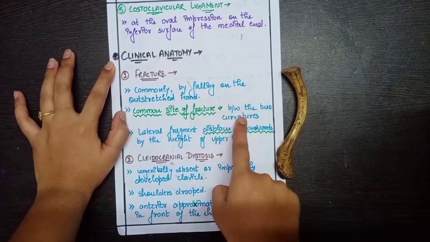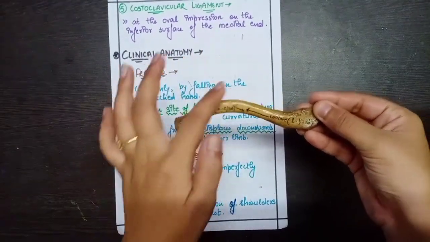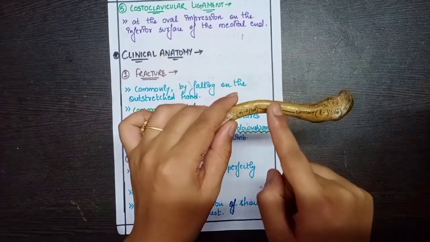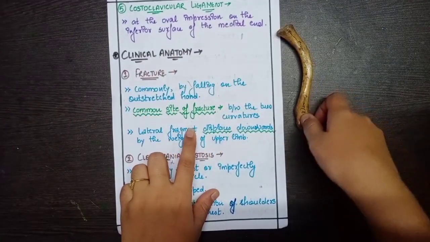It is between the two curvatures. What are the two curvatures? The medial curve, that is the convex curve, and the lateral curve, that is your concave curve. Between these two curves, there is a point of weakness where your fracture of clavicle occurs.